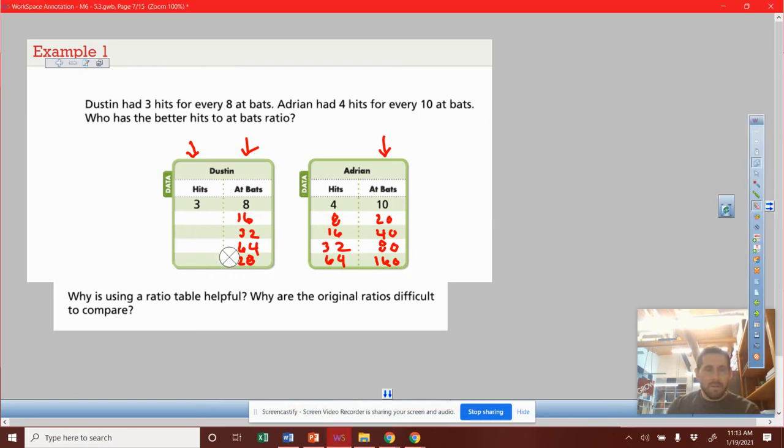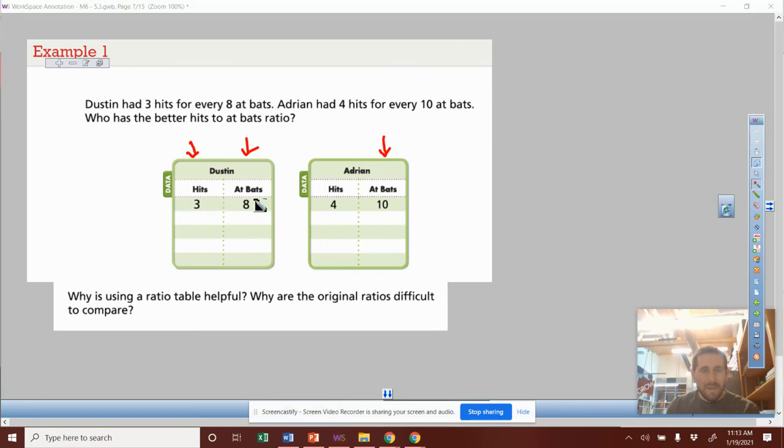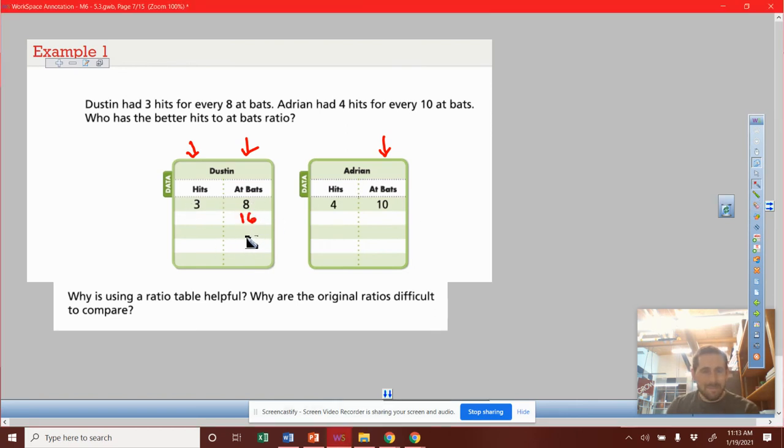All right, so what am I doing? Instead of doubling all the time, every 8 at bats that he has, we're going to add 3 more hits, right? So 8 at bats, 3 more hits. He got 8 more at bats, so now he's at 6 hits. He got 8 more at bats, now he's at 9. 8 more at bats, now he's at 12. 8 more at bats, now he's at 15.